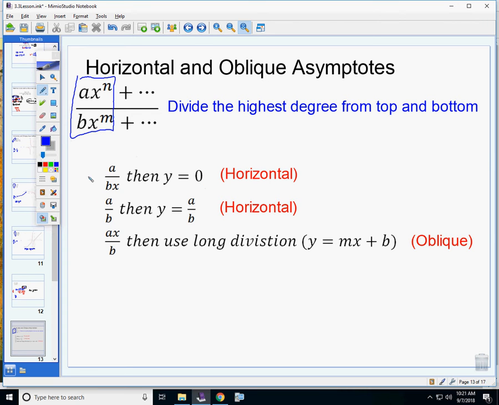If you divide those things and you end up with just numbers, there's no more variables at all, then you have a horizontal at that number. Y equals whatever number that is. If you divide these things and you end up with the variable on top or just the variable, then we've got to use long division to get the oblique asymptote, put it in y equals mx plus b form.